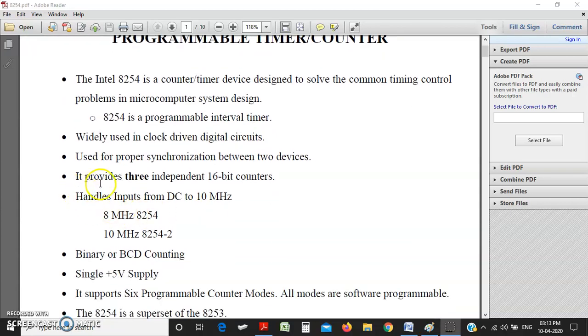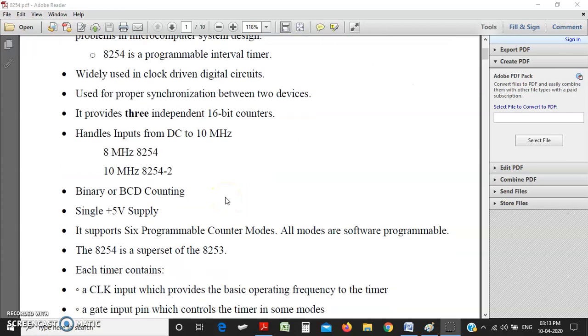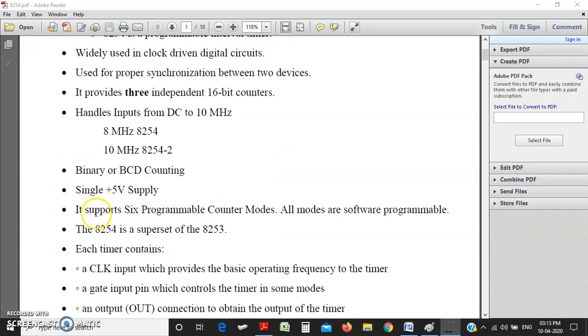And it has three independent 16-bit counters, and these counters can count in binary number system or BCD number system. It can handle up to a maximum of 10 MHz frequency. This IC can work in 6 programmable counter modes. It can be programmed in 6 modes. We will discuss them shortly. And all the modes are software programmable.